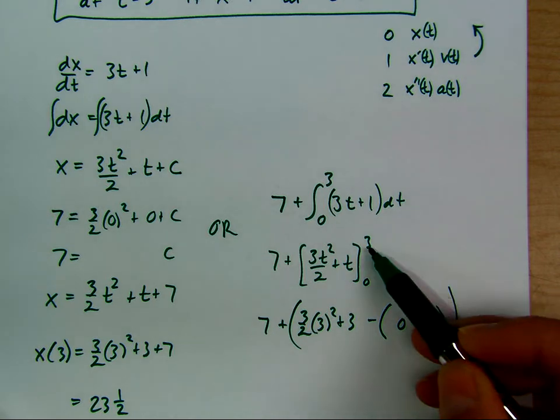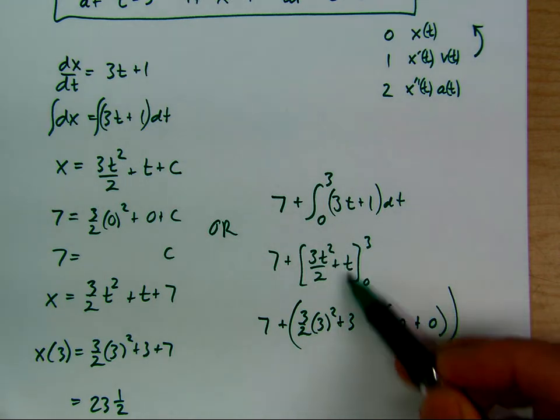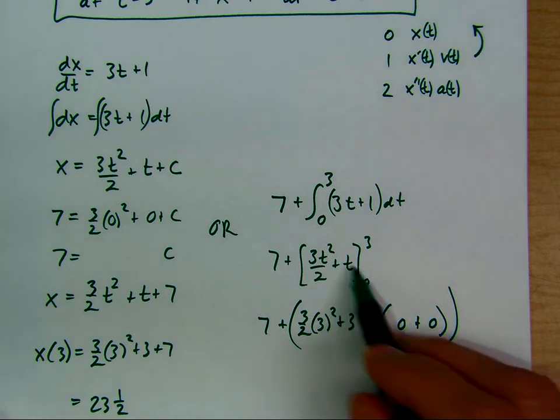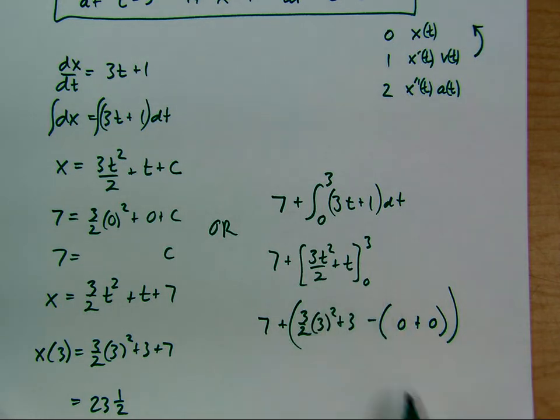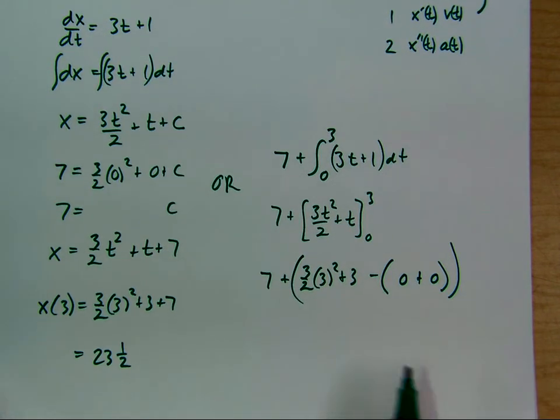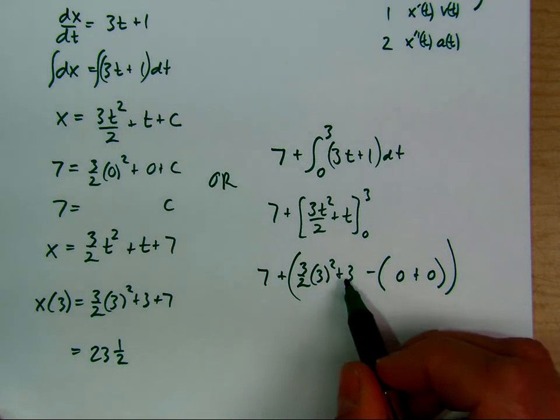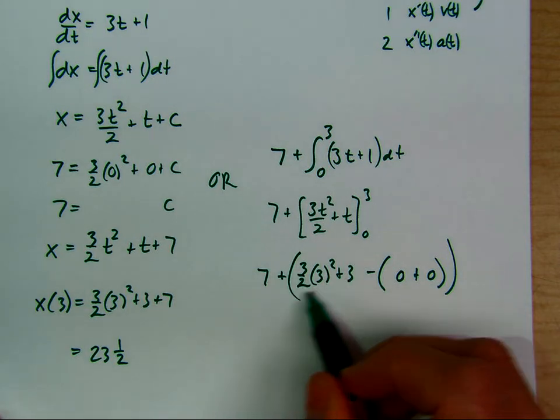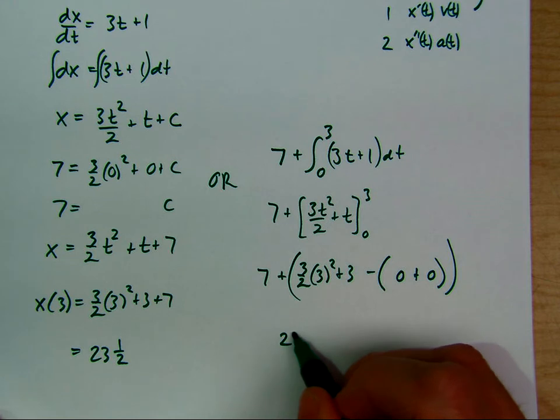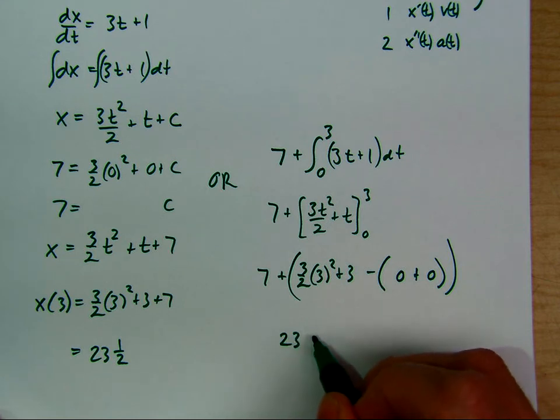All right, substitute the 3 in both. Subtract, substituting the 0, 0 plus 0, and we end up with the same value because we have 7 plus 3 is 10, and then there's the 27 over 2. So we get 23 and a half.